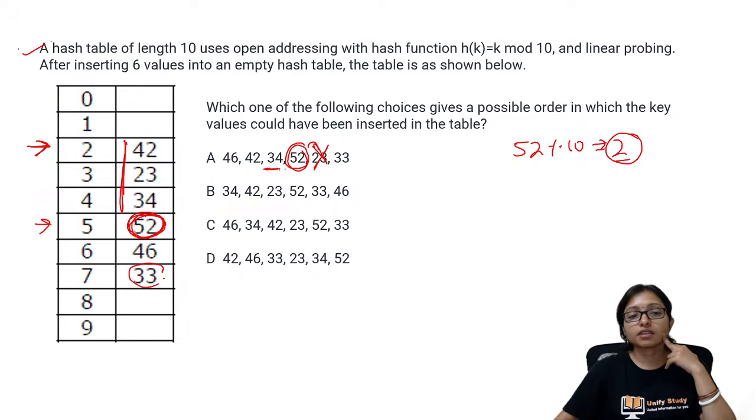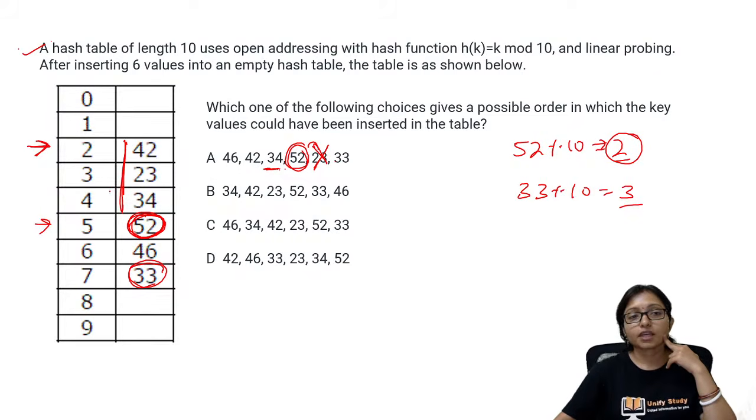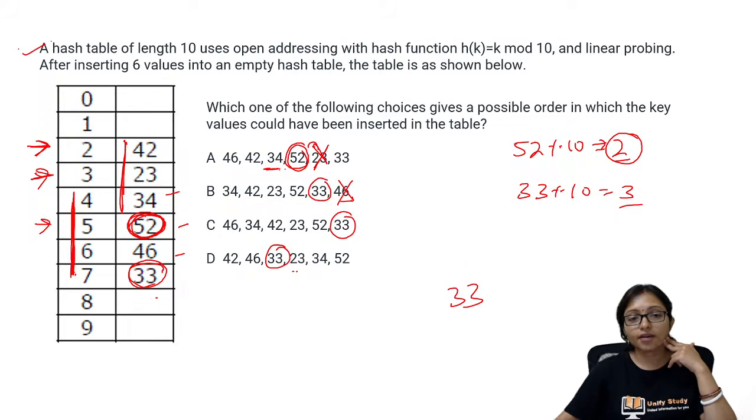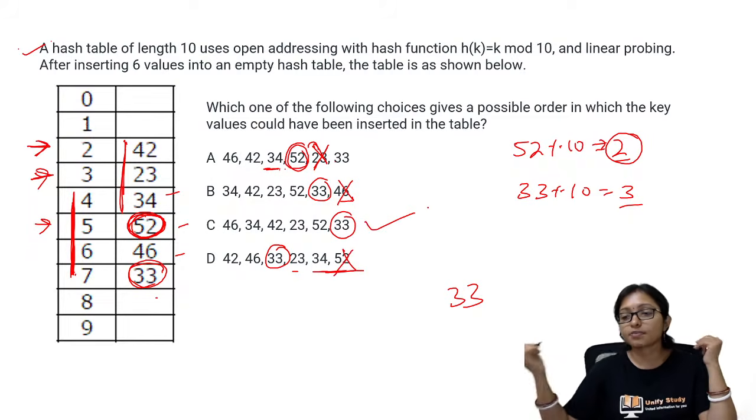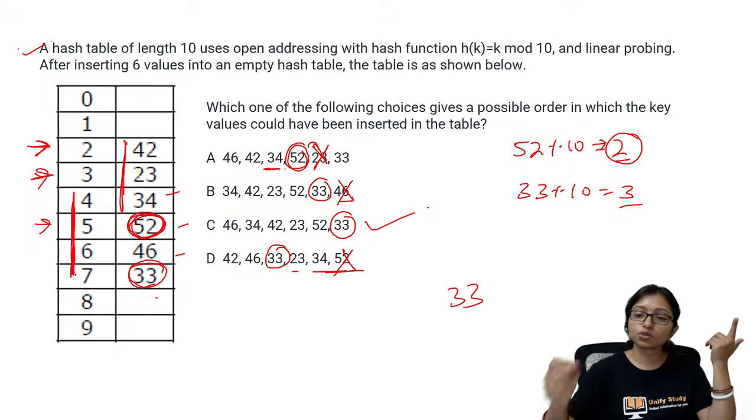According to 33 the correct position should be number 3. It should be here, but 33 is here, which means before that they all arrived. So before 33 definitely 34, 52, 46 arrived. So now place it. Where is 33? Here is 33, after that 46, not possible. Here is 33, after that here is 52 and all, that is not possible. That's why definitely it is my answer. Got it? Those who are not getting, I repeated for you. So it is the correct answer.